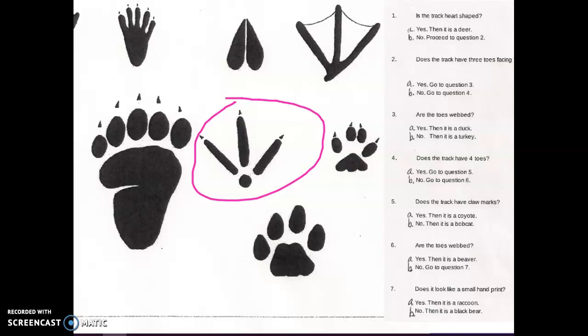But remember, on the EOC, they would put the scientific name. Okay, so let's look at number one. Is the track heart-shaped? The answer is no. They must be referring to that one. So we're going to go to question two.